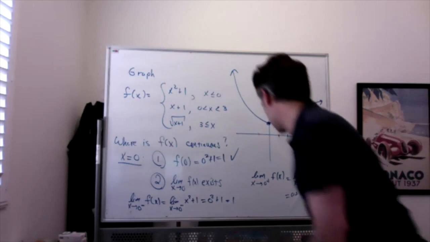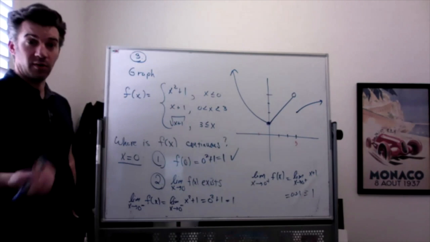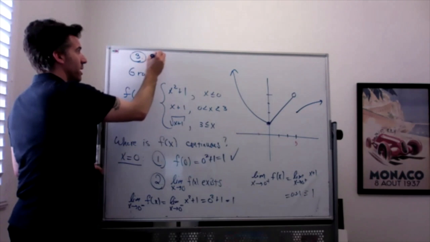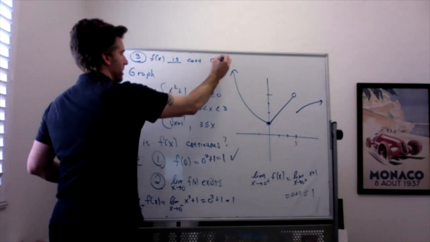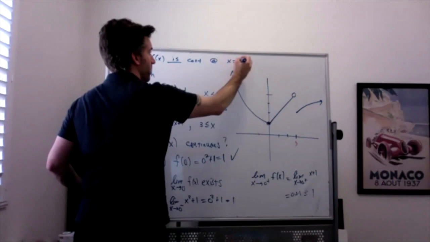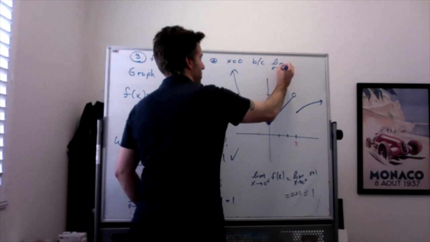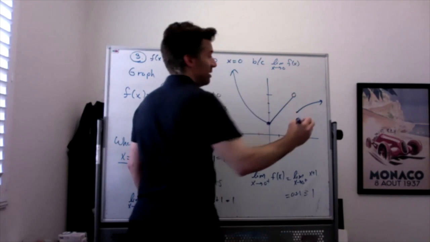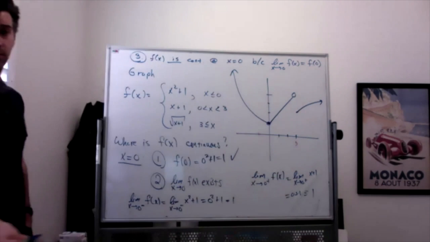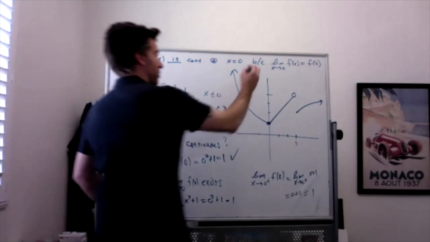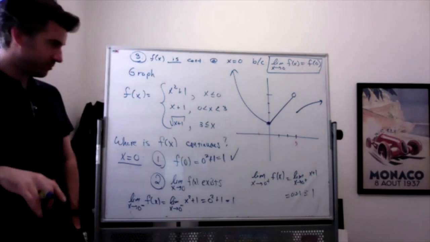So typically at the end here, which I've kind of run out of room, let me write it up here. So here's part 3. Here's what I would say for part 3. I would say that f of x is continuous at x equal to 0 because the limit as x approaches 0 of f of x exists and is equal to f of 0. That's really what we're striving for, to show that the function is continuous at a point.